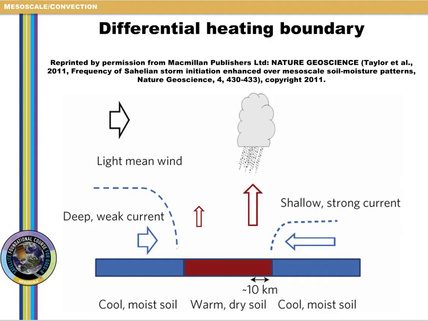A study from Taylor et al. 2011 found that under light synoptic conditions, an ascent region is generated where the shallow, strong current opposes the mean wind. Convective initiation tends to occur on the downwind edge of the dry patch due to the heating gradient. An additional area of convergence is found on the upwind edge of the dry patch.